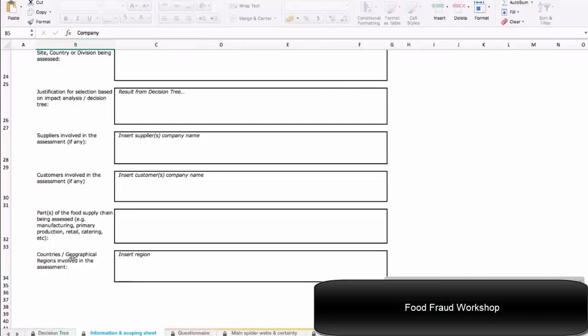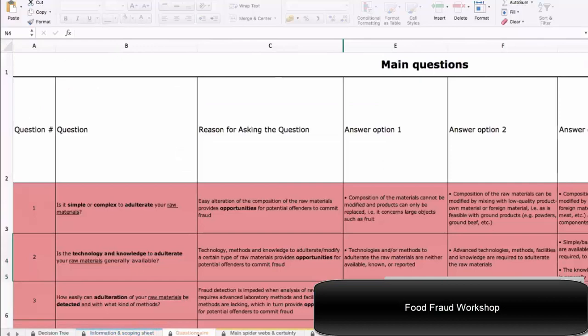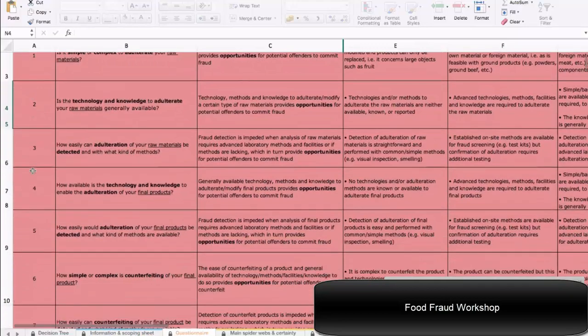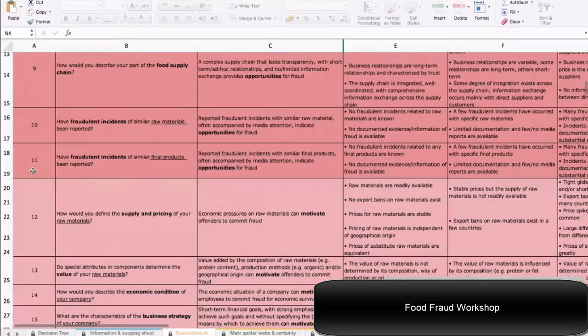Once you've filled in the information sheet, you can move on to the questionnaire. Now, the tool has a total of 50 questions separated into 3 different areas. The first area, which is questions numbers 1 through 11, help you identify whether there is an opportunity for somebody to commit fraud to your organization.